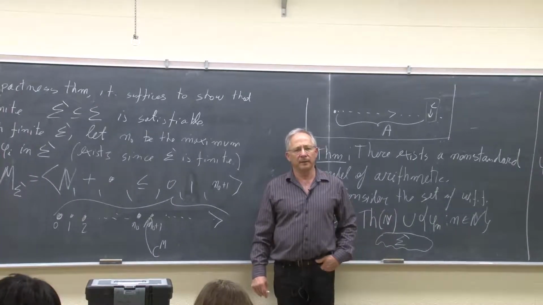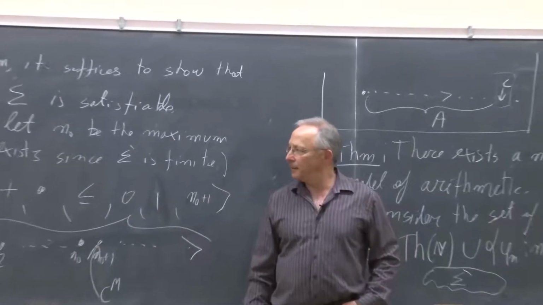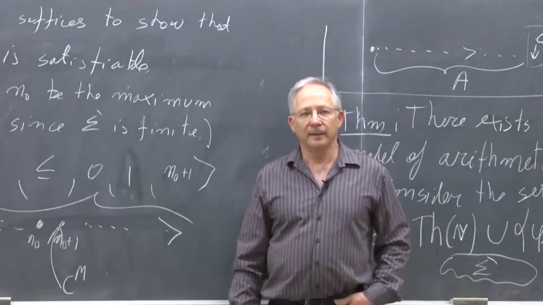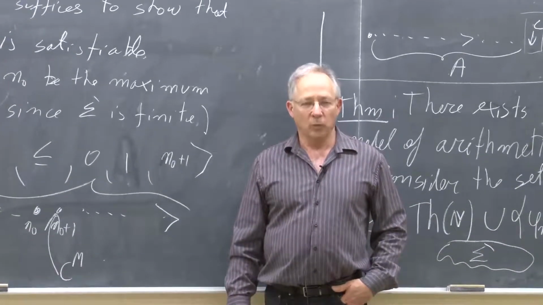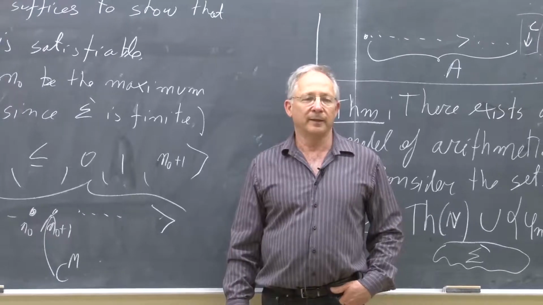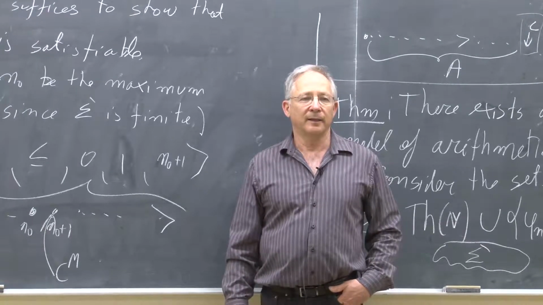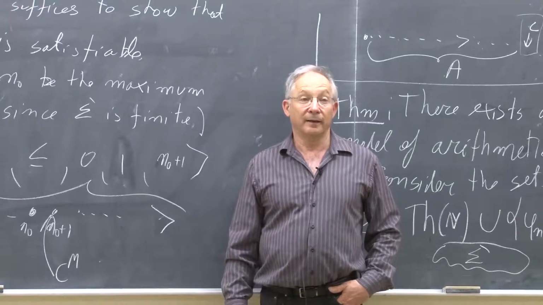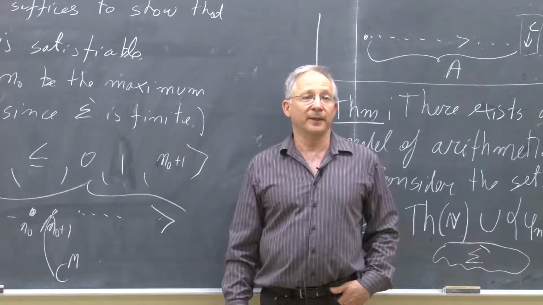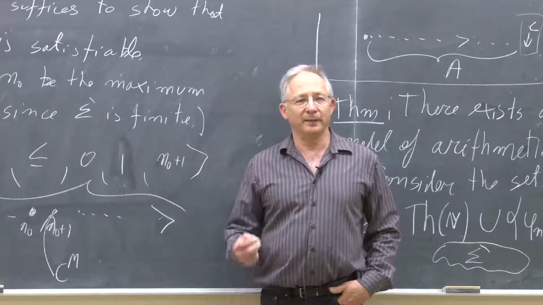So wait, we defined n sigma prime, but that's different for every sigma prime as a subset of sigma. But how do you prove that such an n for sigma as a whole exists? I don't. I use the compactness theorem. The compactness theorem, that's what saves me.